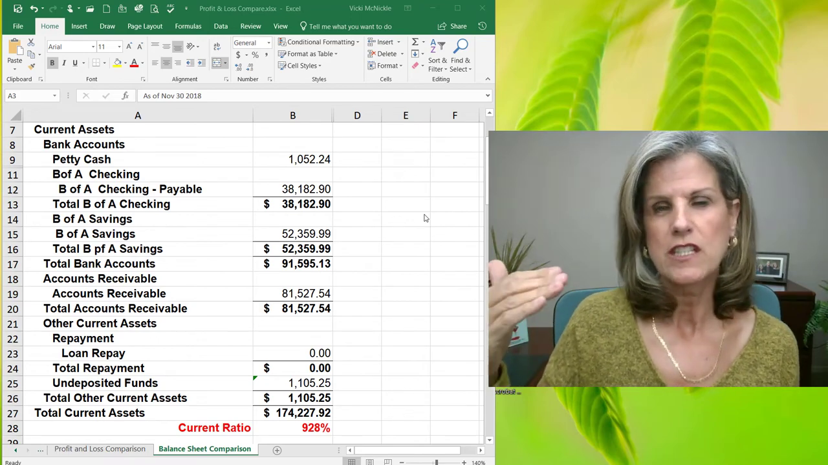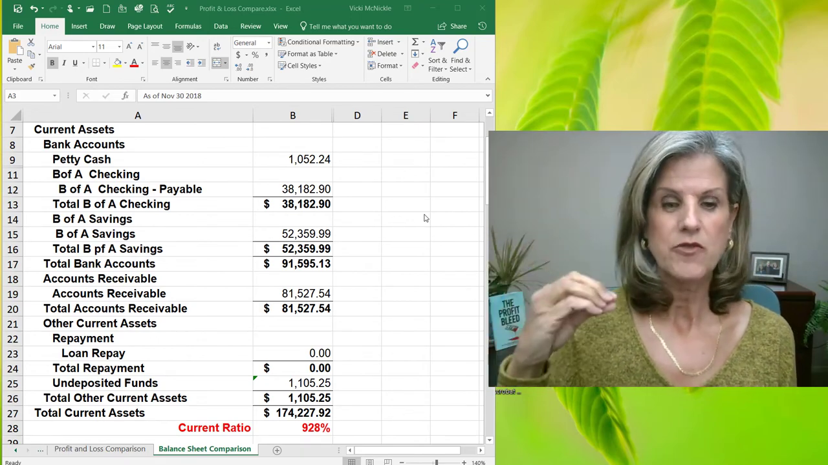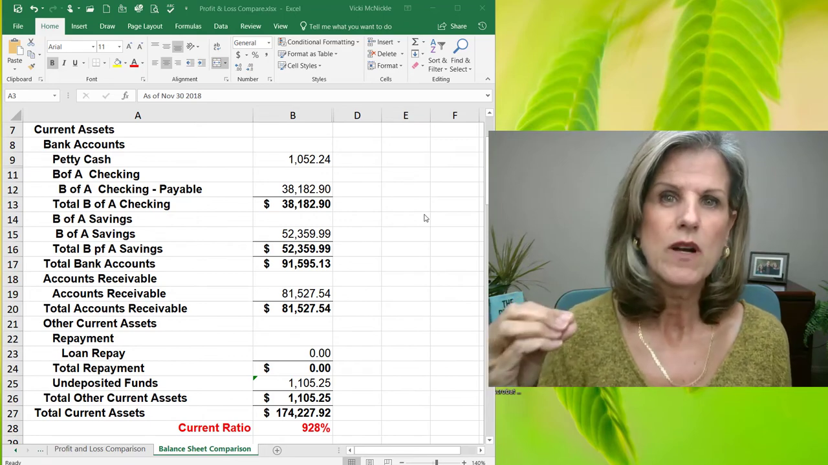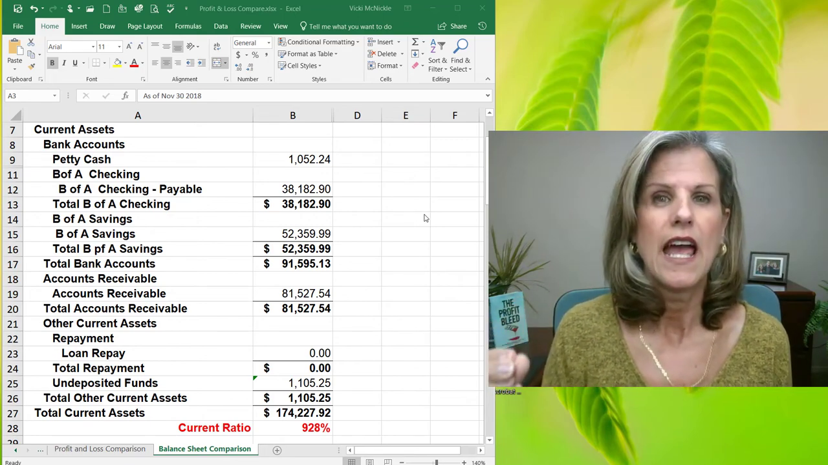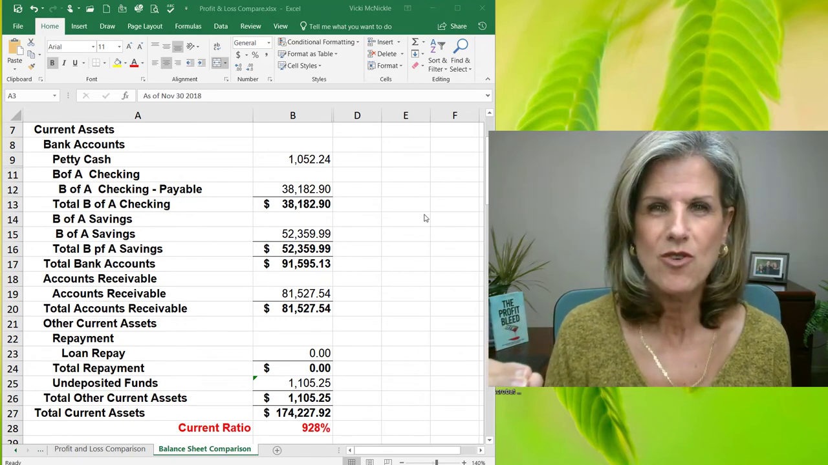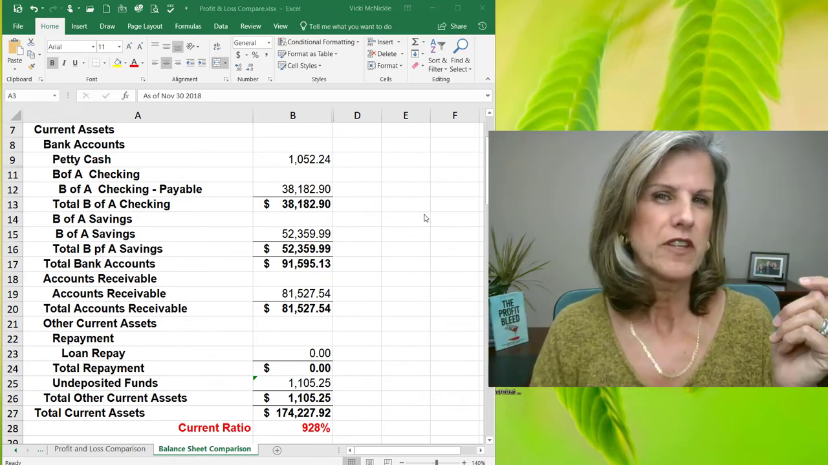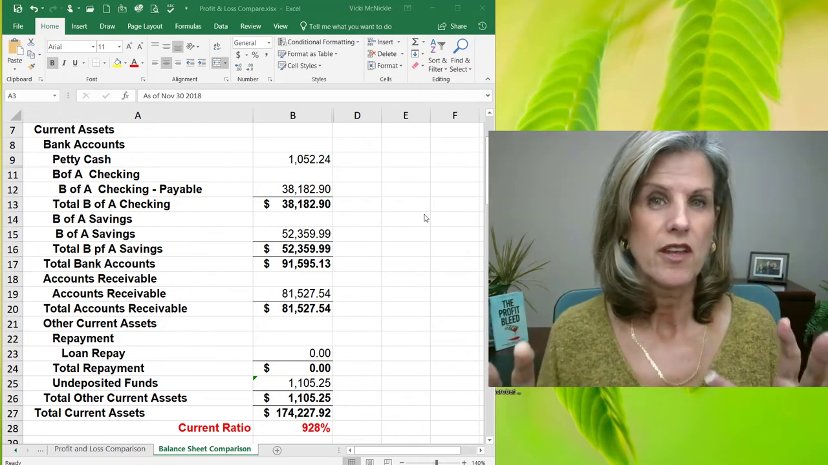I'm going to first explain the different sections of your balance sheet. And then I want to explain a couple of really important numbers that you want to look at every month, or at least once a quarter, as a way for you to keep your finger on the pulse of the health of your company.